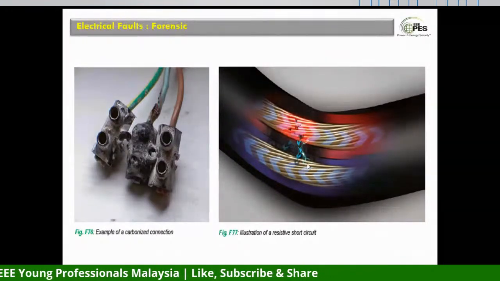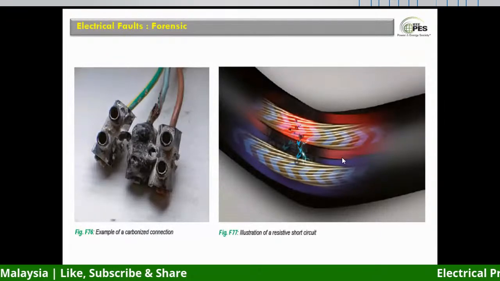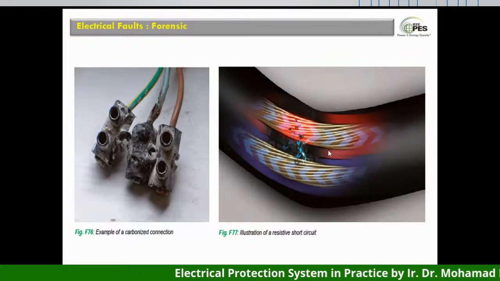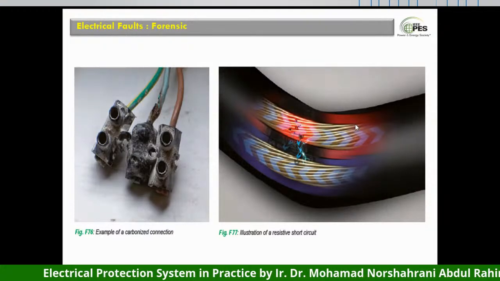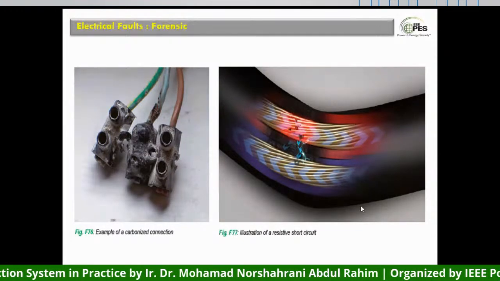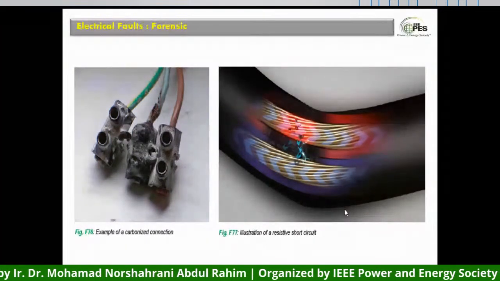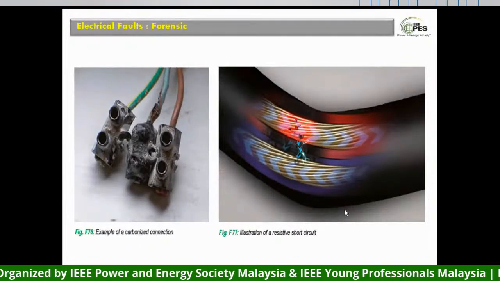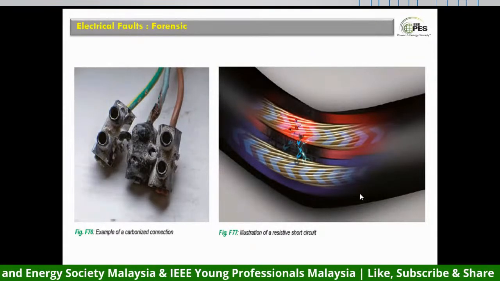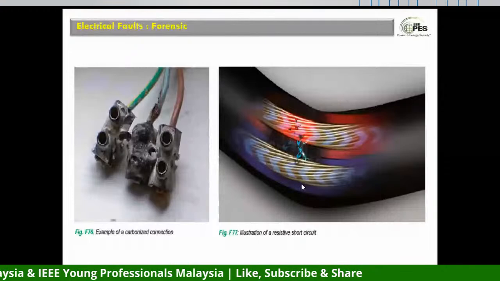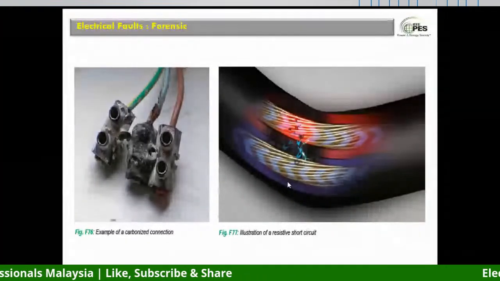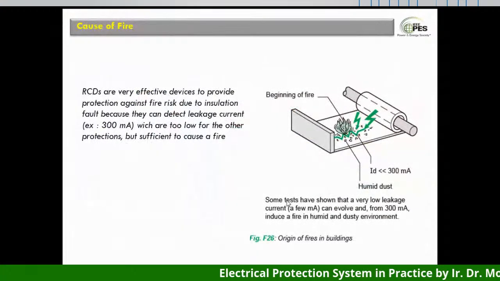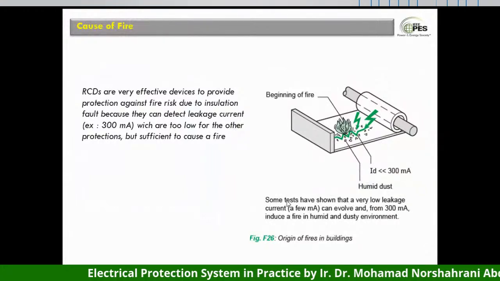Another issue is installation workmanship. The bending of the cable during installation will also contribute to failure of the cable installation, and it might contribute to fault current. So as a technical person, especially in electrical, we shouldn't just think about the formula and the calculation, but also need to consider the installation part and workmanship, and so on.